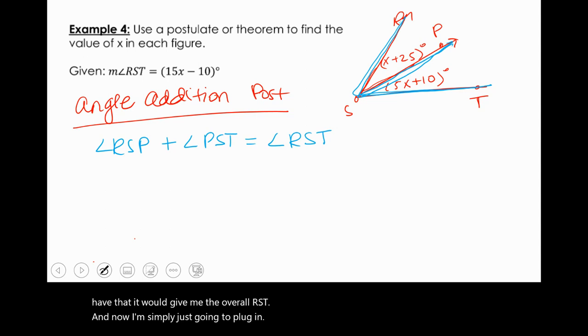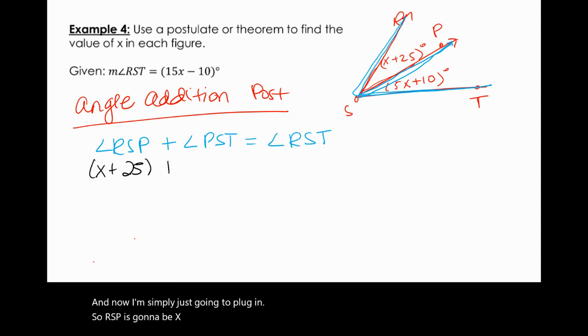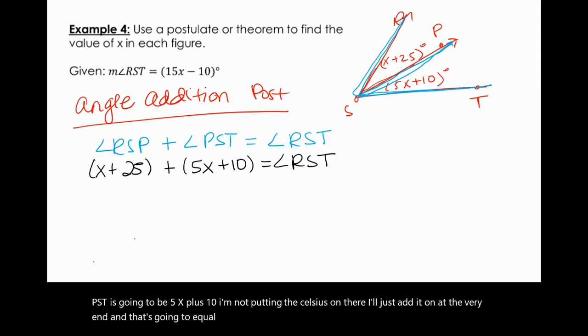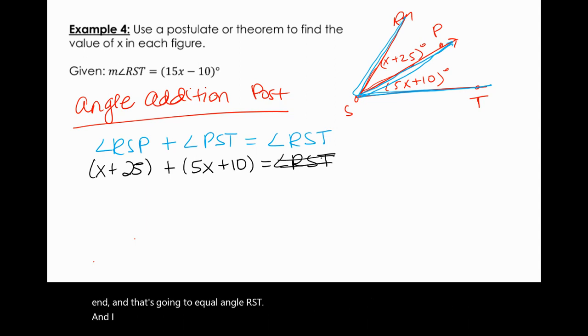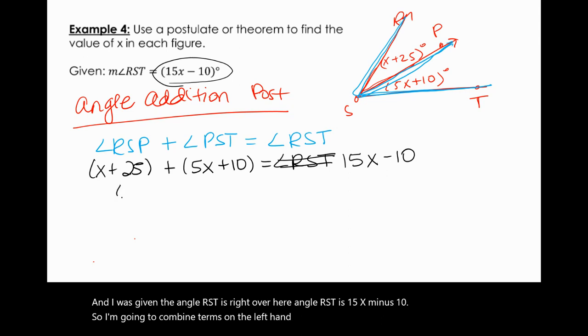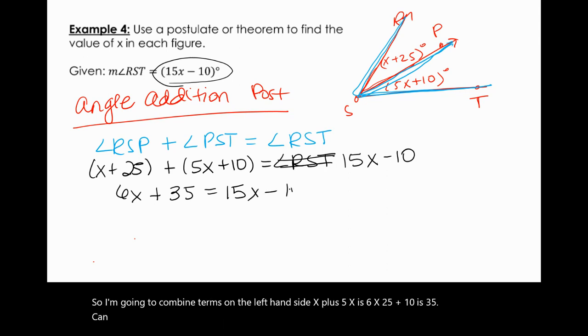Now I'm simply going to plug in. RSP is x plus 25, and PST is 5x plus 10. I'm not putting the degrees on there, I'll just add it at the very end. And that's going to equal angle RST. I was given that angle RST is right over here: 15x minus 10. So I'm going to combine like terms. On the left-hand side, x plus 5x is 6x, and 25 plus 10 is 35. I'm going to drop down my right-hand side.